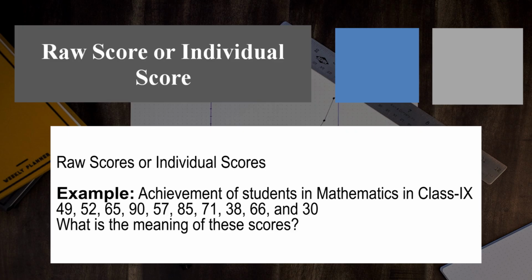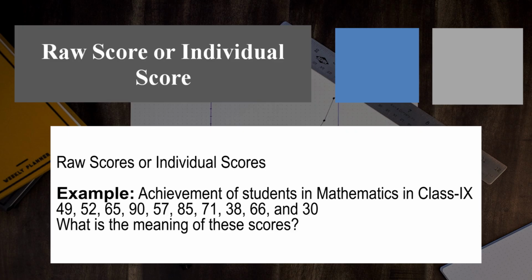Particularly in this example, achievement of students in mathematics in class 9, let the scores of 10 students in mathematics of class 9th be like: 49 is one score, 52 is another, 65 another student scored 65, then 90, 57, 85, 71, then 38, 66 and 30. So these are the 10 different scores. And we can say that these 10 scores are the raw scores, or these are the individual scores.